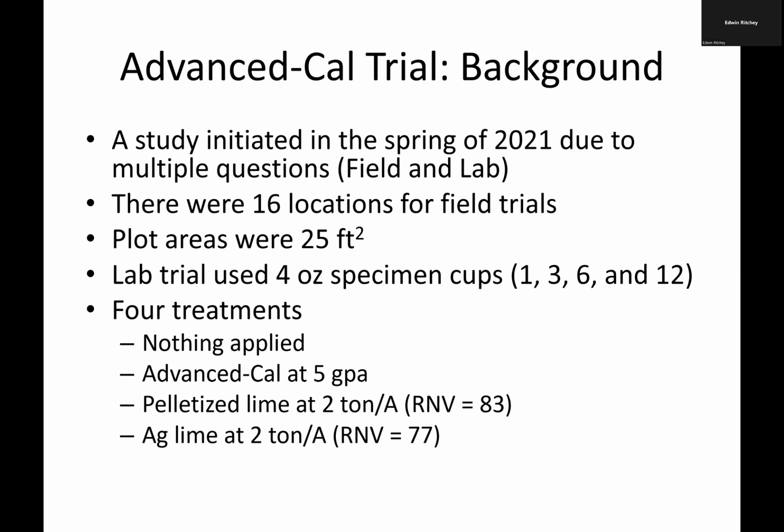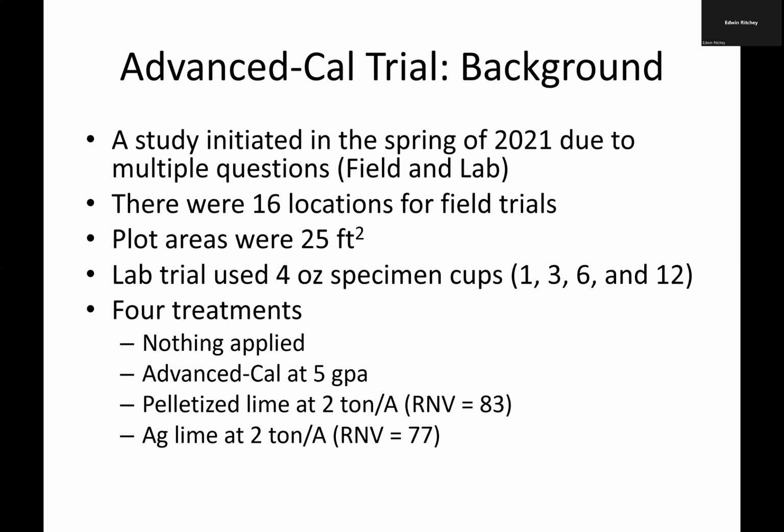Our 4 treatments were nothing, or a non-treated check; Advanced Cal at 5 gallons per acre. Generally, they said 2 to 4 gallons per acre is all you needed to neutralize acidity, but we went up on the high end. And then we used pelletized lime at 2 tons per acre, 2 tons of effective lime, so we adjusted it based on an RNV of 83.